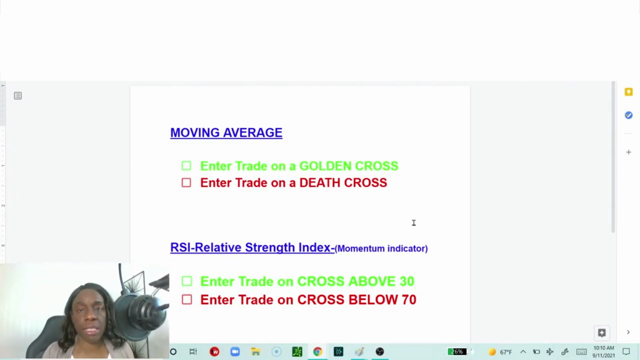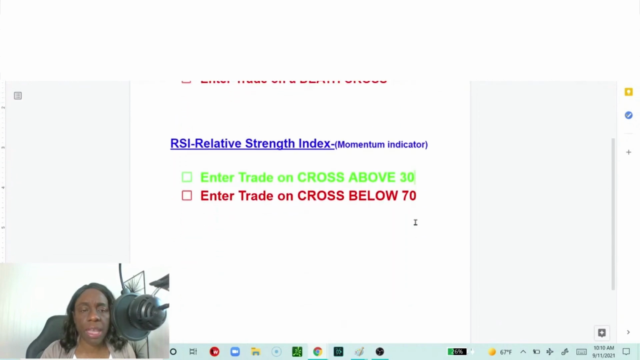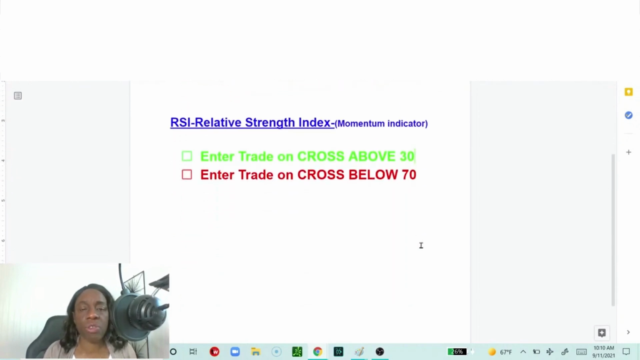The converse is the case if you like to short your trades, then you're looking for a death cross when price action is below the two moving averages. Again, I'm going to indicate that on the charts. On the other hand, with the RSI, the relative strength index, we're looking to enter into a long position when there is a cross above the 30 line, and we're looking to enter into a short position when there's a cross below the 70 line. So I'm going to go to the charts just to try to simplify all that.